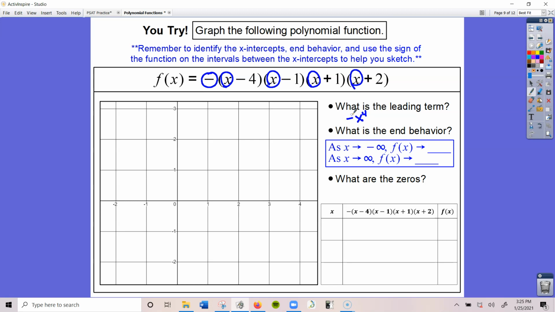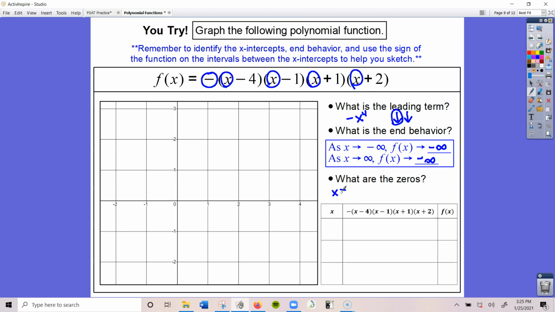Since my coefficient here is negative, that means that the right side would go down. And since the exponent is even, that means that the left side goes in the same direction, so down as well. So for my end behavior, as x is approaching negative infinity, my left side, f of x, is approaching negative infinity. And as x is approaching positive infinity, my right side is also going down, so I would write positive infinity.